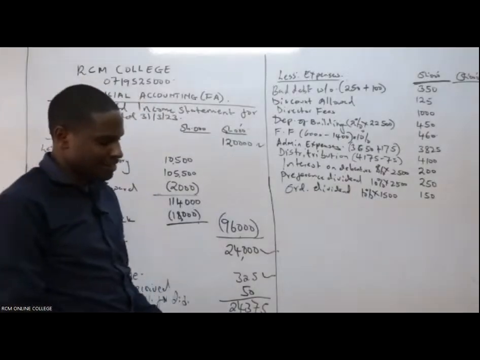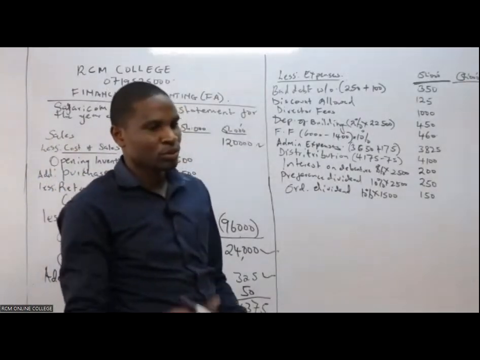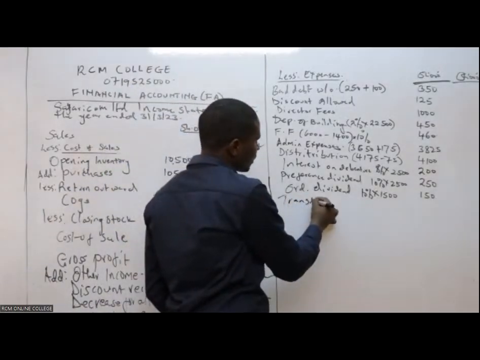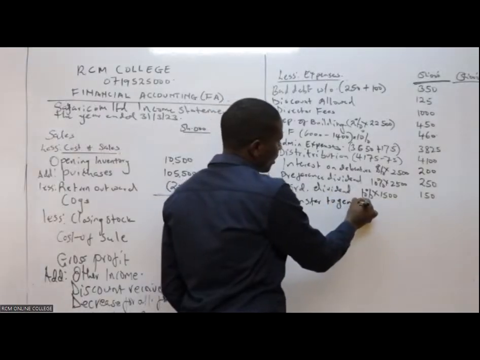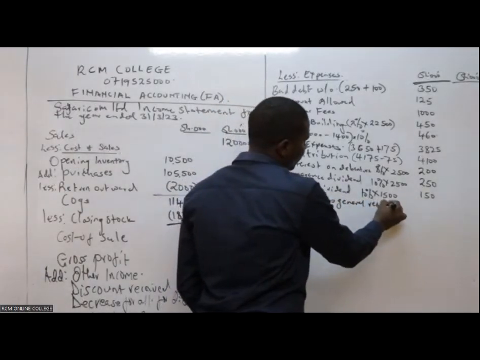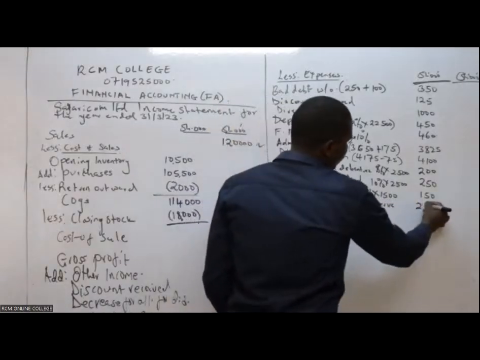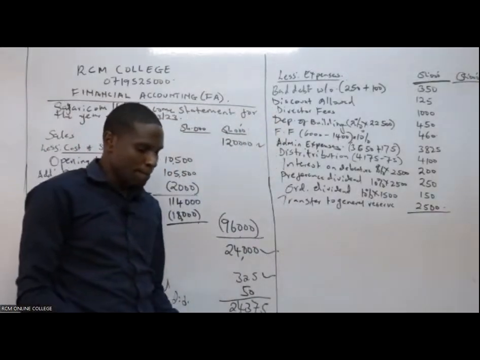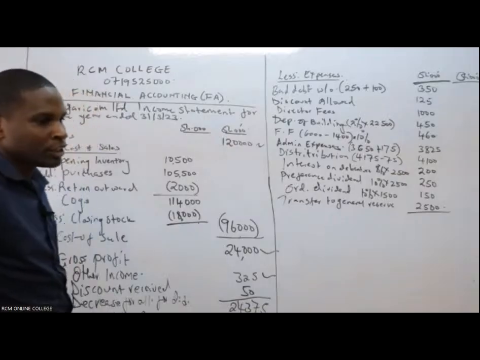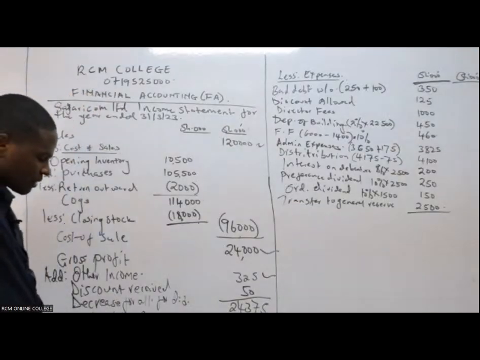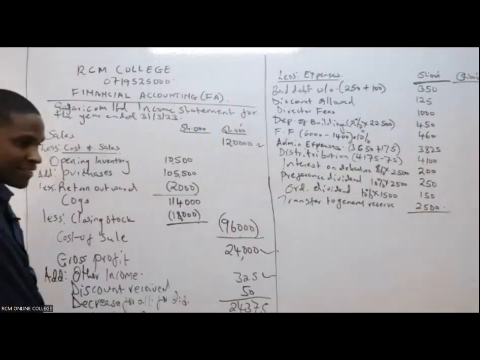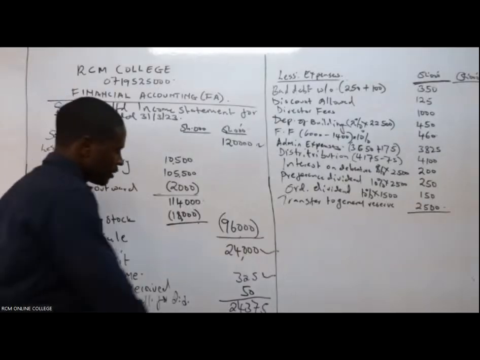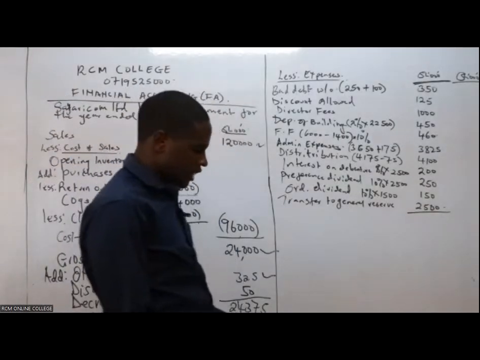At last, the last thing, there was something that was transferred to the general reserve, which was 2500. That one was just direct 2500. Then you have to add and tell me what our total expense will be, so that we are able to subtract from the total profit and get the net profit.